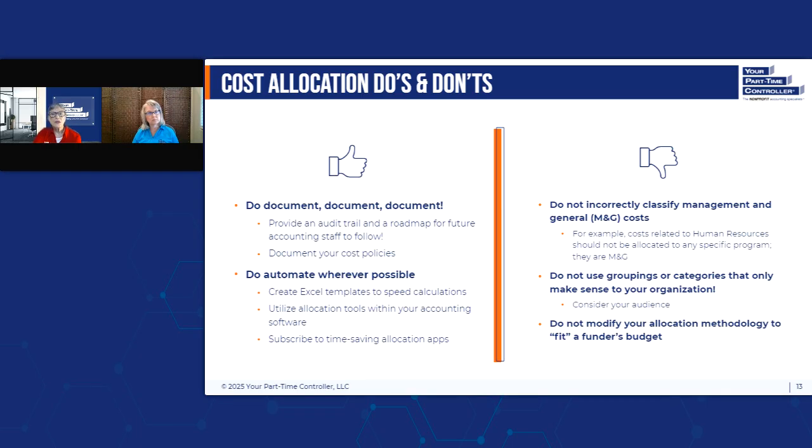Some do's and don'ts with allocations. We've mentioned it before, but do document what you end up deciding to do. You want to create an audit trail and a roadmap for future accounting staff, as well as current staff that may just need a refresher from time to time. Document those policies, keep them up to date as things change, and automate wherever possible.